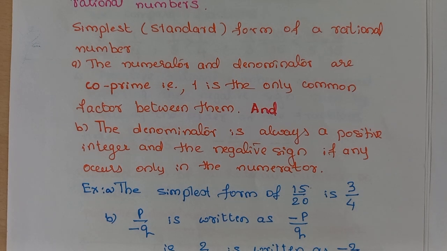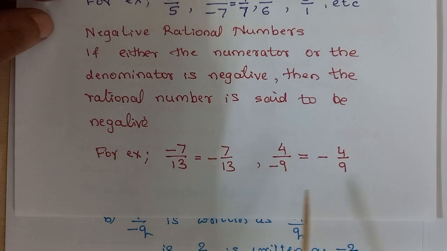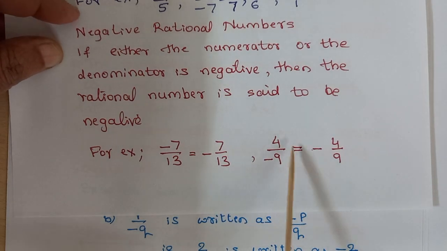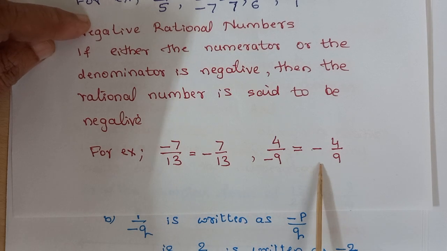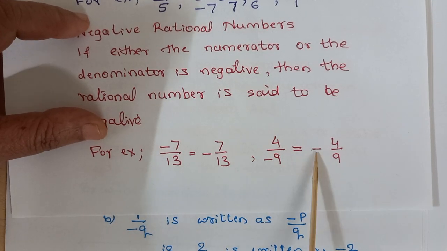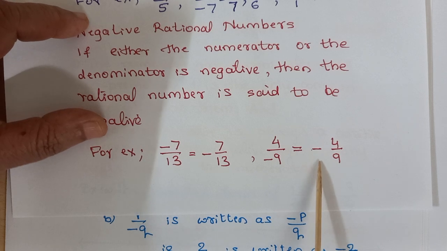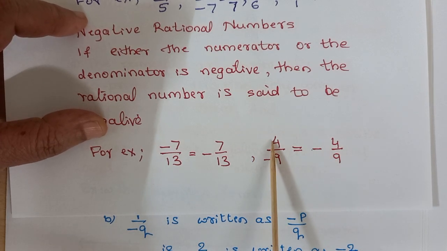While we were studying the negative rational numbers, I explained that 4 divided by minus 9 is a negative rational number, but this is not in the standard form. It should be written like this, where the negative sign is assigned to 4.